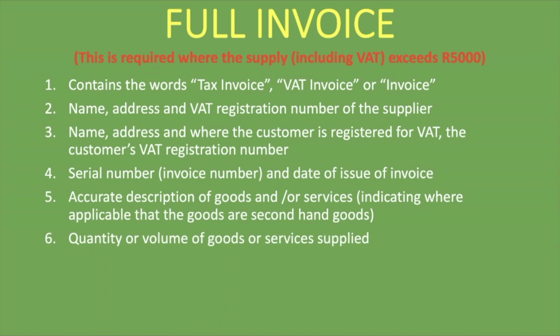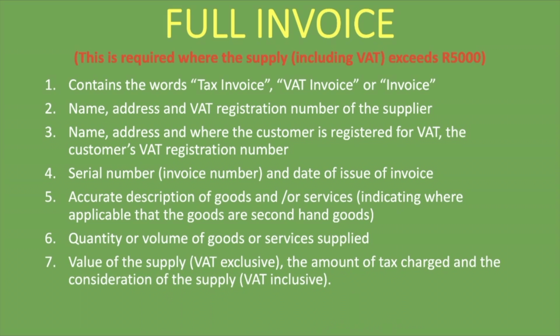All right. The sixth one we have here is that quantity or volume of goods or services supplied needs to be indicated. So if your supplier sold you 5 chairs, it needs to indicate that there are 5 chairs which were sold to you. It can't just have the total amount. It must indicate the volume or quantity of goods or services.